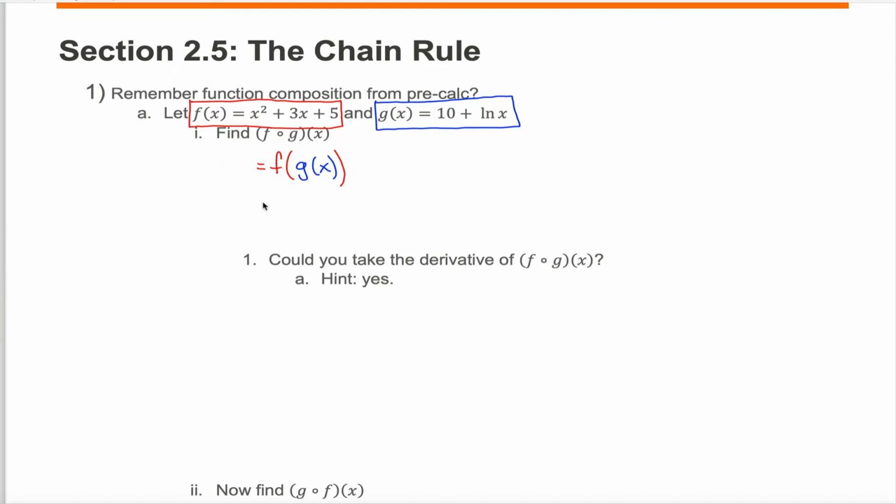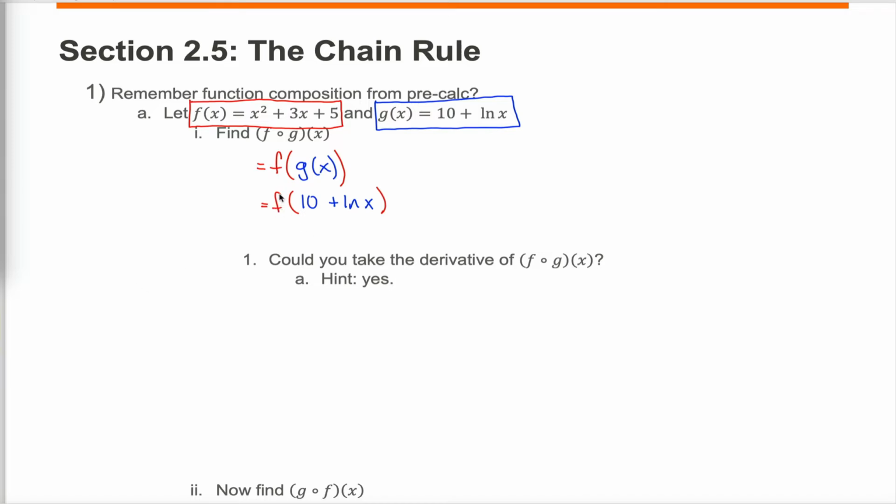Well, what I teach students in a pre-calculus class is to work from the inside out. So first deal with g of x, the thing in blue here. G of x is this function, 10 plus the natural log of x. So I can replace this g of x with 10 plus the natural log of x. This line is identical to this line. I just changed g of x into 10 plus natural log of x because right here it says g of x equals 10 plus natural log of x.